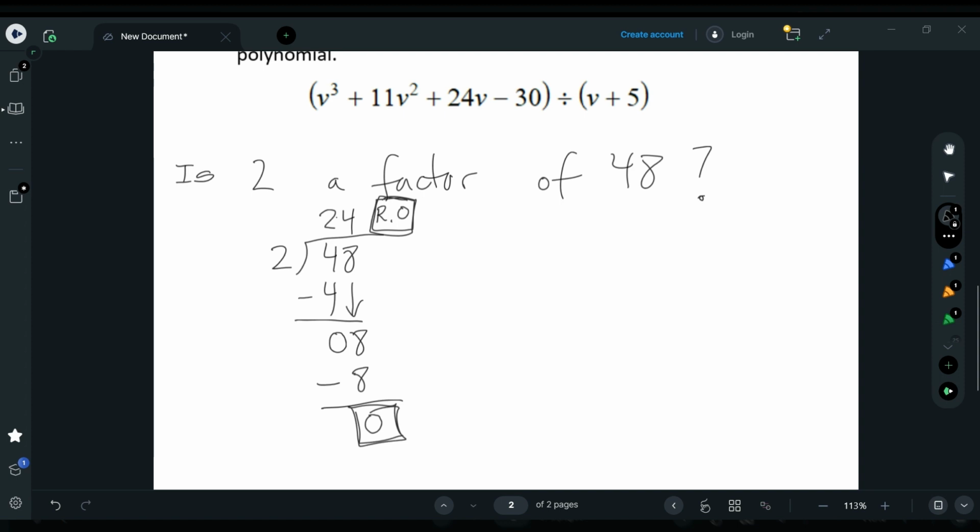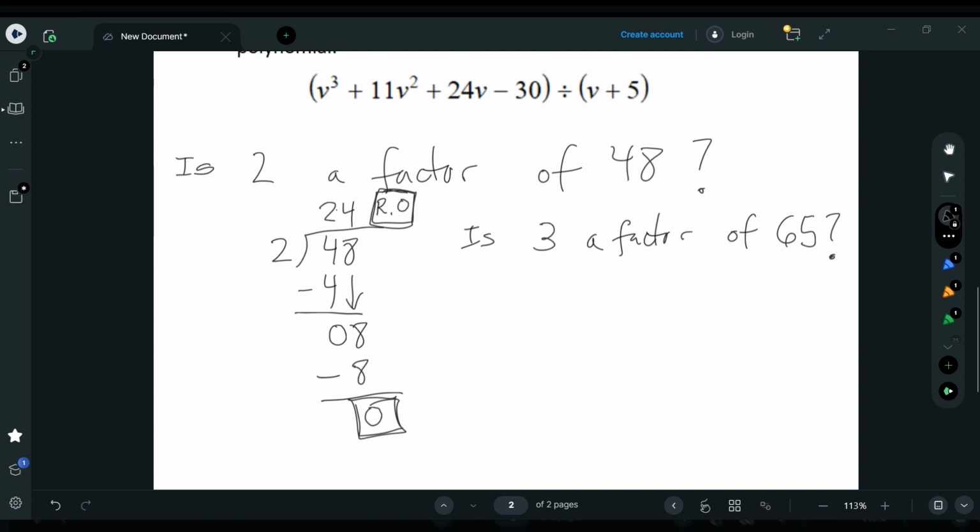But if you have a number that's not a factor, like let's try another example. Let's do this one. Is 3 a factor of 65? Is 3 a factor of 65? That would mean 65 is evenly divisible by 3. I don't think it is. But we can check here.